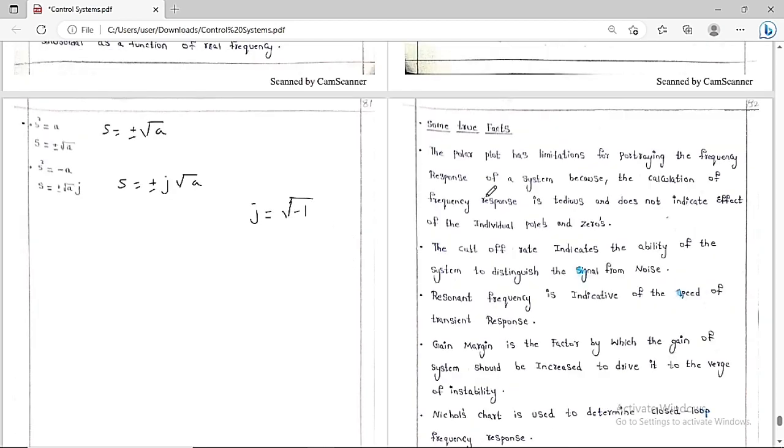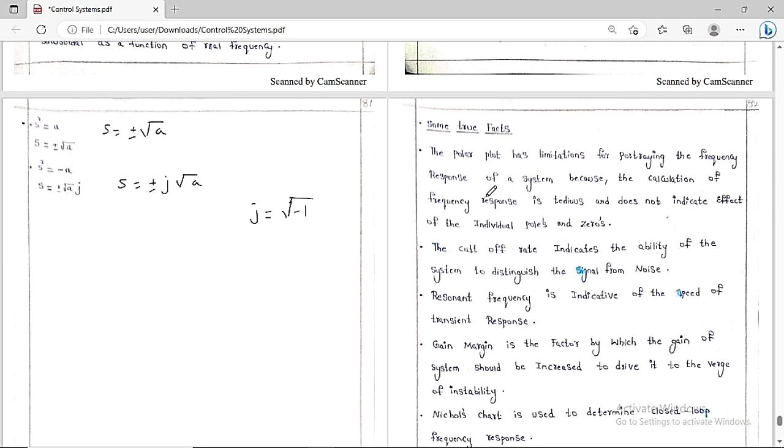Now we'll discuss some more important points, which are some true facts, some true statements. So let's see the statements. The polar plot has limitations for portraying the frequency response of the system because the calculation of the frequency response is tedious and does not indicate the effect of the individual poles as well as the zeros.